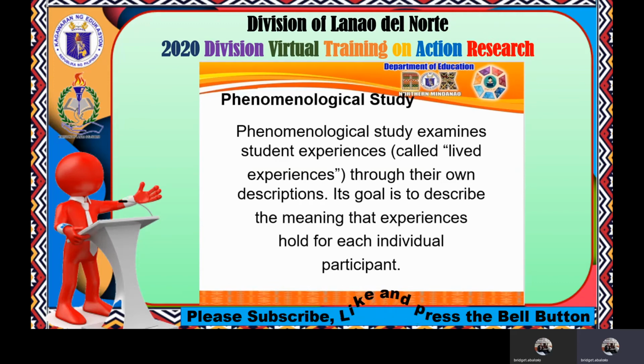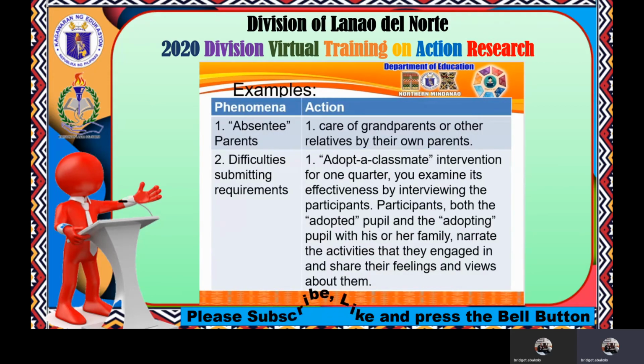Example, you may describe how families of balik-aral students adjust to a situation. A phenomenological study can be designed for that purpose. Okay, so we have examples of phenomenological study. Example of a problem or phenomenon: absentee parents. The action to be taken is that grandparents or other relatives take care of the child, as the parents' representative during PTA meetings or classroom convocation.